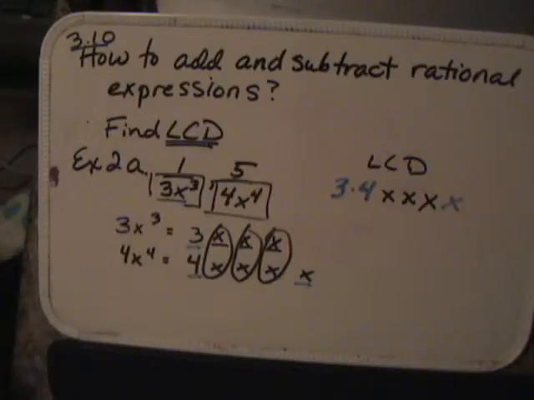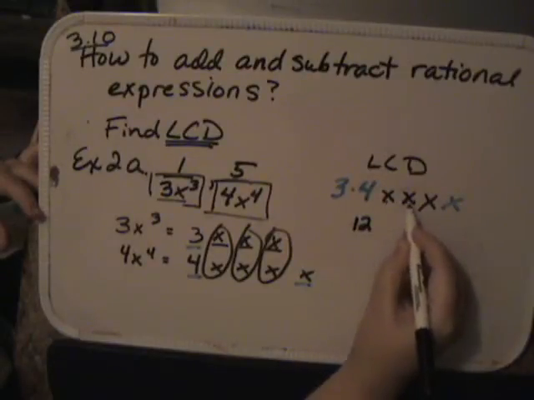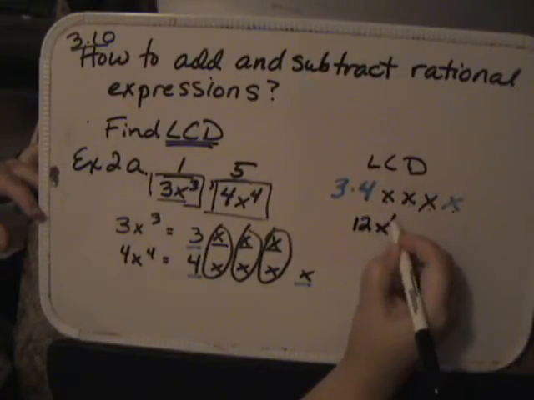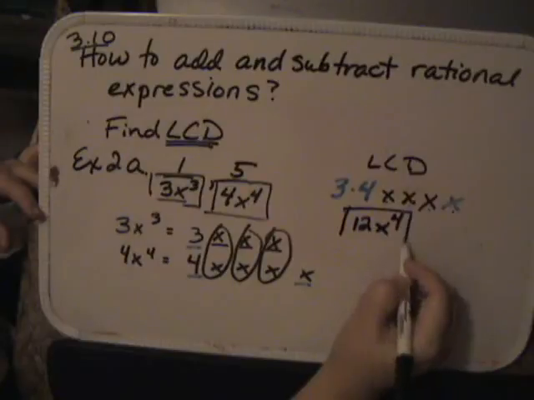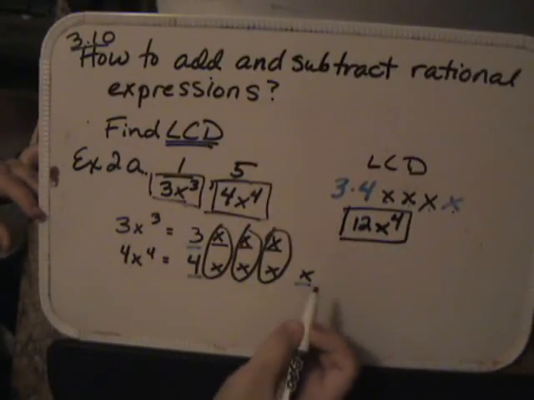And then let's combine all of that together to get our final LCD. 3 times 4 is 12, and then x to the 4th. So that is the LCD between 3x to the cubed and 4x to the 4th.